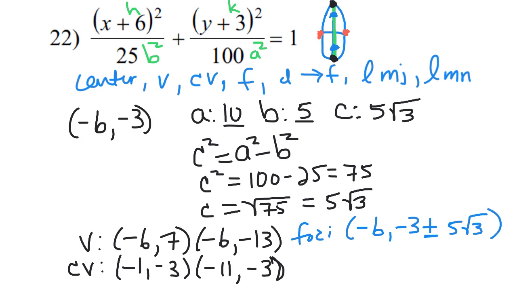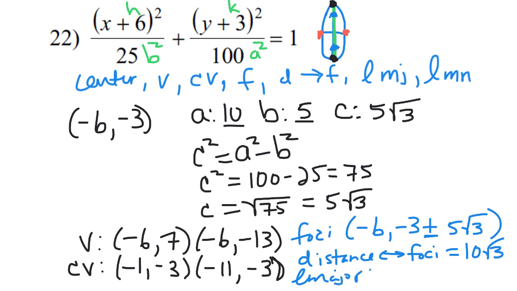All right, what else did we need? We need the distance between the foci. Well, if I just take my C and multiply it times 2, that will give me the distance between the foci. That's going to be 10 root 3. And then the length of the major axis, all I'm doing there is adding my A to itself. So that's going to be A plus A, which is 20. And then the length of the minor is going to be the B added to itself, which is going to be 5 plus 5, which is 10. And that's it.